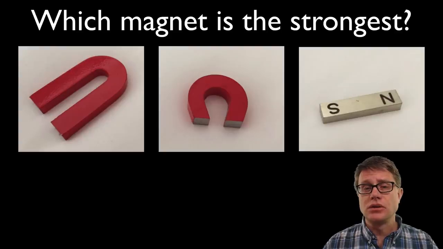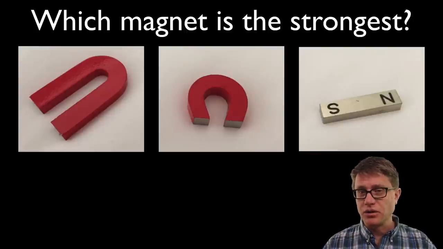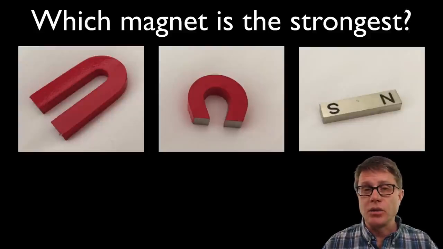Now, all you do when you're doing labs that use claim evidence reasoning is just give them a good question and a material to answer the question. I could give them a bunch of magnets and I could say which of these is the strongest. Give them a bunch of paper clips, rulers, whatever, rubber bands, washers, and they have to answer this question.